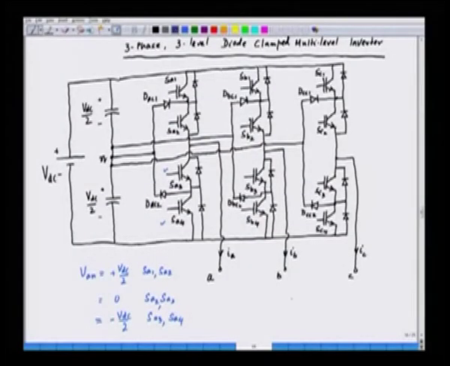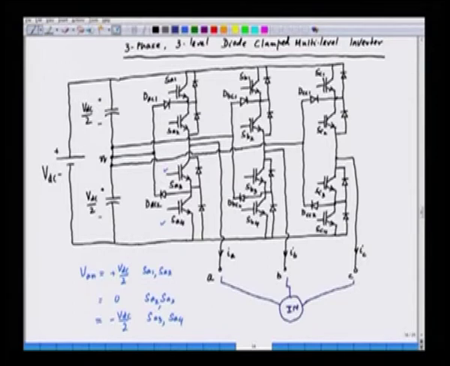So, in this case we can have a load here, and this load could be an induction motor. So, we can supply this from the 3 phases of the inverter, and with proper control this motor can be made to respond to a given speed or given torque. So, we can have a closed loop torque control, or we can have a closed loop speed control.